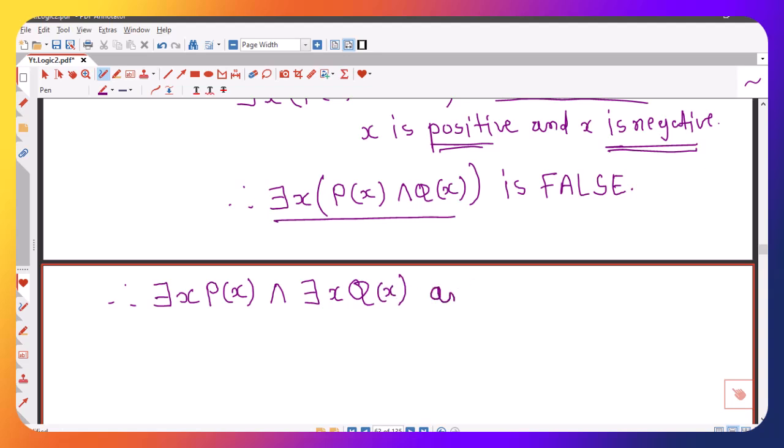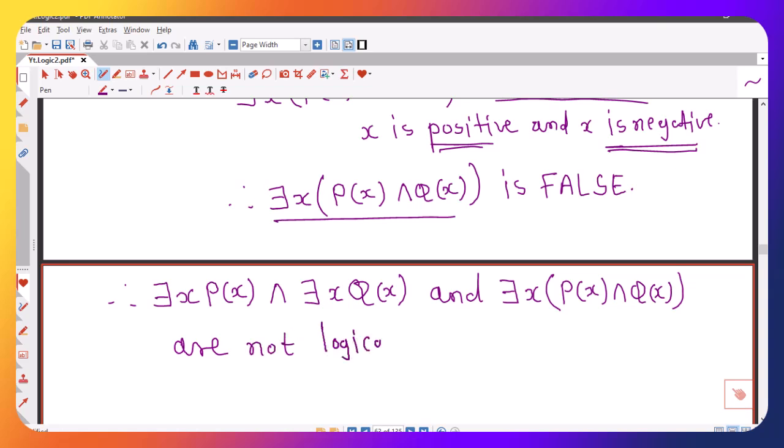This is one statement. Another statement is there exists x such that px and qx. These two are not equivalent, or these two are not logically equivalent.